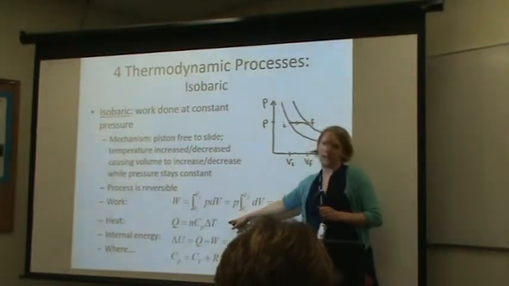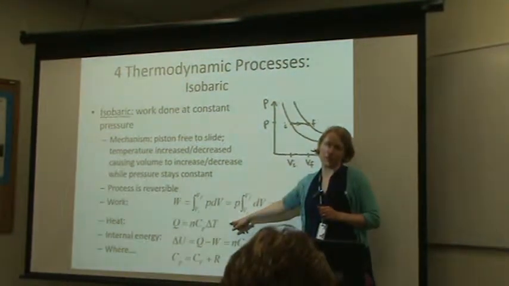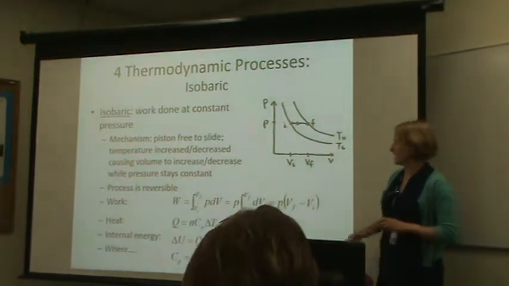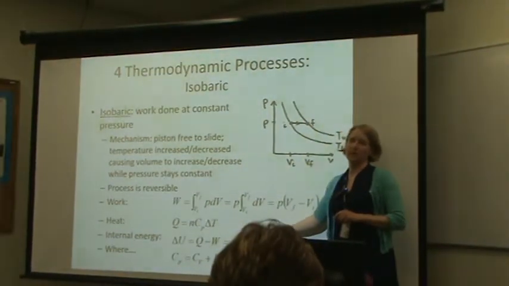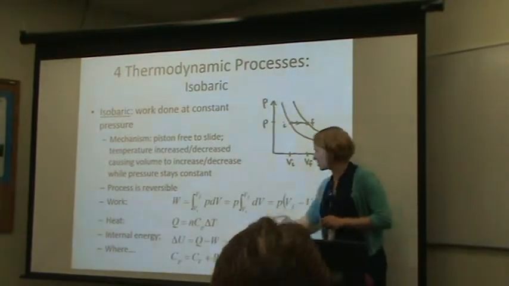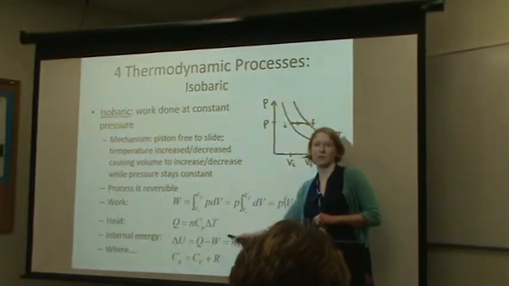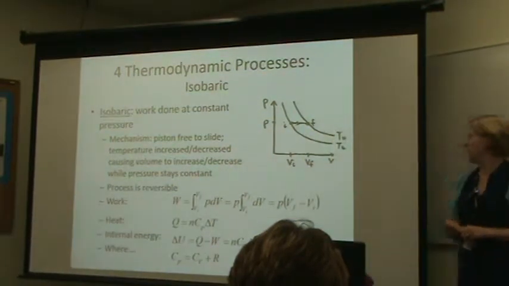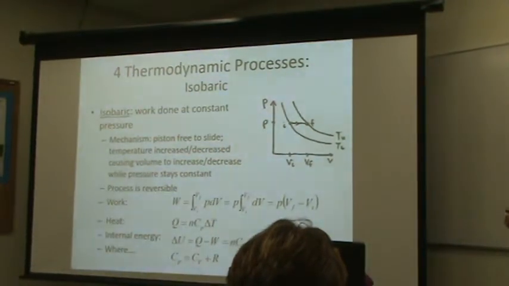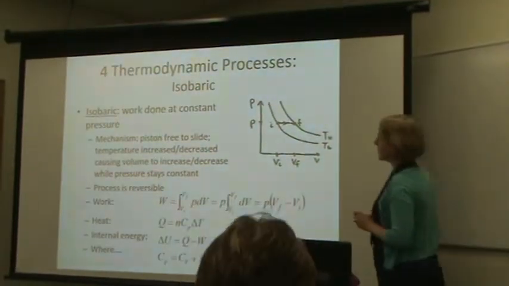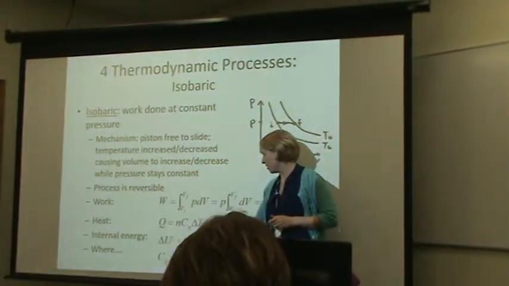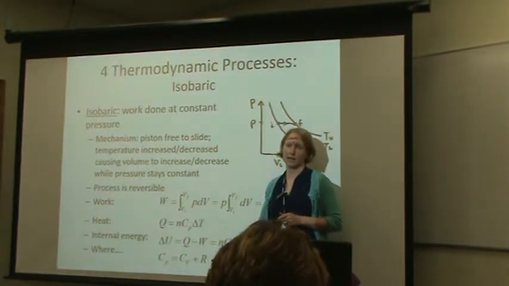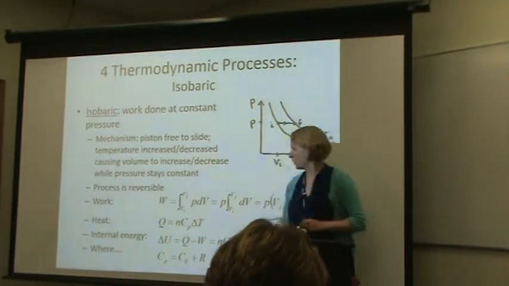Q has that CP term that I told you was coming up. So Q is nCP delta T, and delta U is still nCV delta T. This is actually always true for delta U. So anytime you have a delta U, you can calculate it using nCV delta T. And how we calculate CP, you can calculate it by just taking whatever the CV value is for your gas and adding R to it.